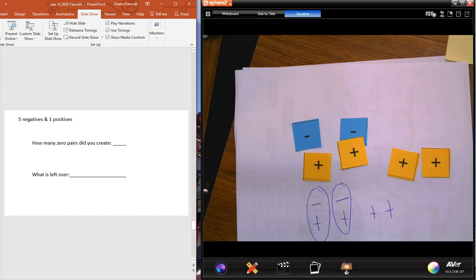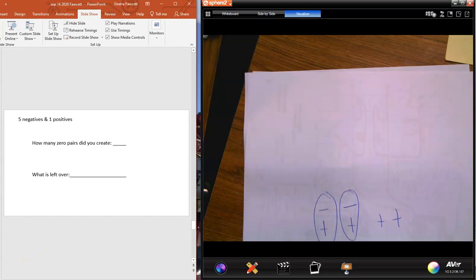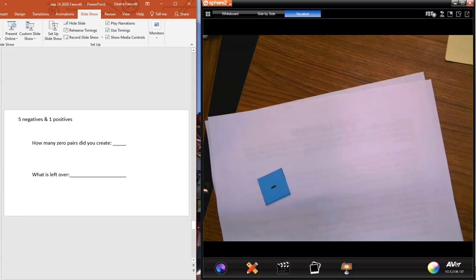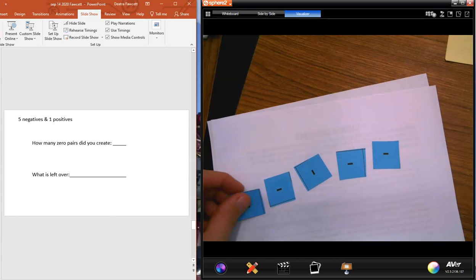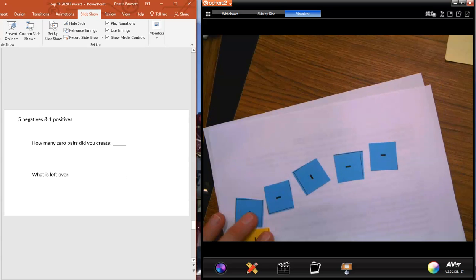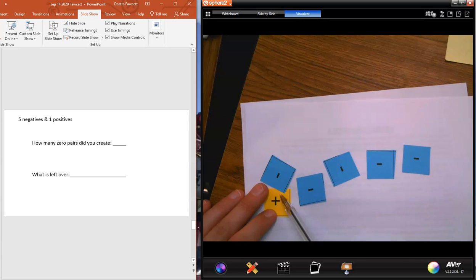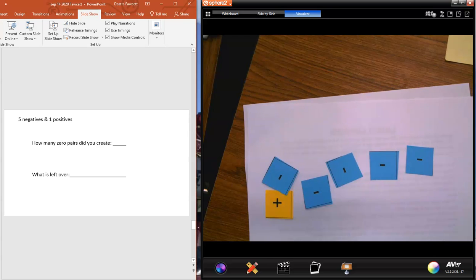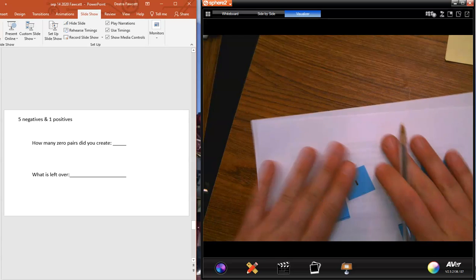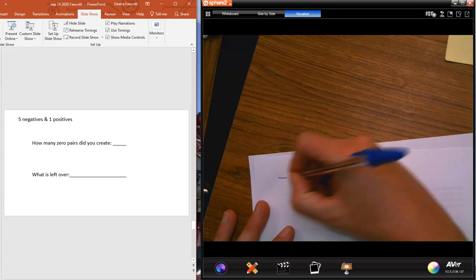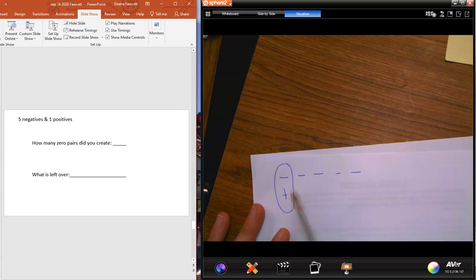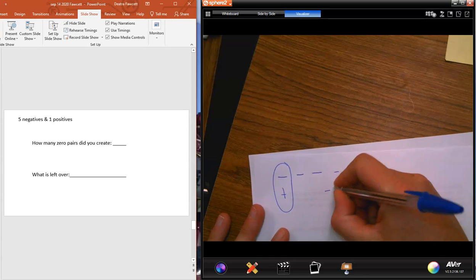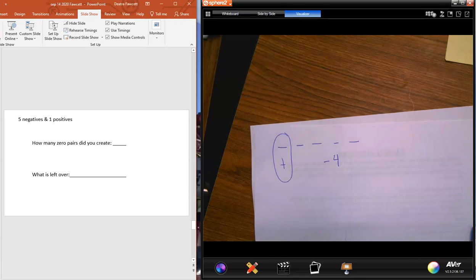Okay, next one. 5 negatives and 1 positive. 5 negatives and 1 positive. So that's my 0 pair. Right, here's my 0 pair, and there's 4 negatives left. So if I was drawing it out, instead of just using the chips, I would say 5 negative, 1 positive. There's my 0 pair. And my answer is -4, because the 0 pair cancels out.